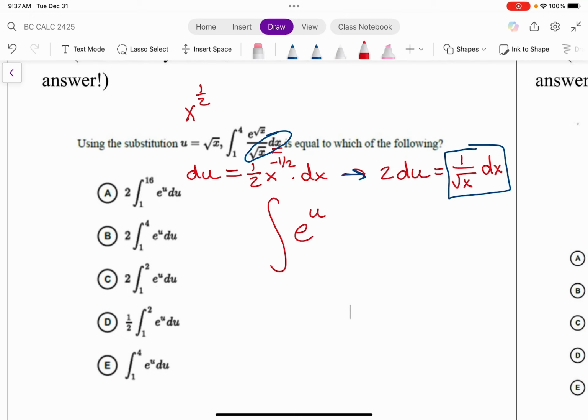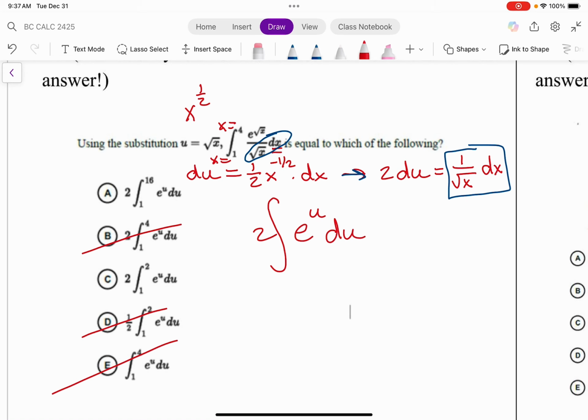And so, du, I'll put the 2 outside, and notice that gets rid of those choices. And now we just have to update the limits of integration. The limits of integration are not going to be the same, because this is as x goes from 1 to x equaling 4. What we need to do is update them.